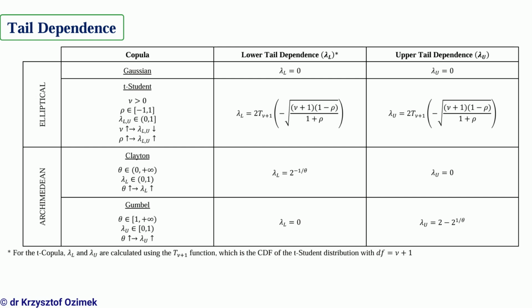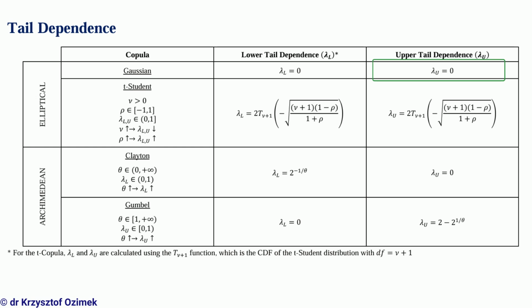And now, a very important topic: tail dependencies. These dependencies will be discussed here using the lambda L and lambda U measures. These are indicators that respectively measure dependencies in the lower tails of the variables, where they take on low values, and in the upper tails, where they take on high values. The Gaussian copula, which belongs to the elliptical copulas, has lambda L and lambda U values equal to 0.